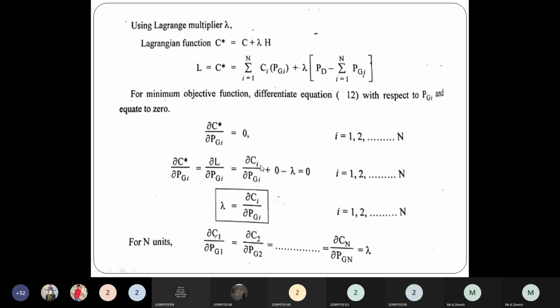So the incremental cost should be dou Ci by dou PGi plus 0 minus lambda equal to 0. From this expression we get lambda. On the right hand side you have only dou Ci by dou PGi. So the lambda we are obtaining is the incremental cost of the fuel. Expanding up to N units, dou C1 by dou PG1 equals dou C2 by dou PG2, up to dou Cn by dou PGn, which is nothing but your lambda. For N units, we are calculating our cost of the fuel rate.